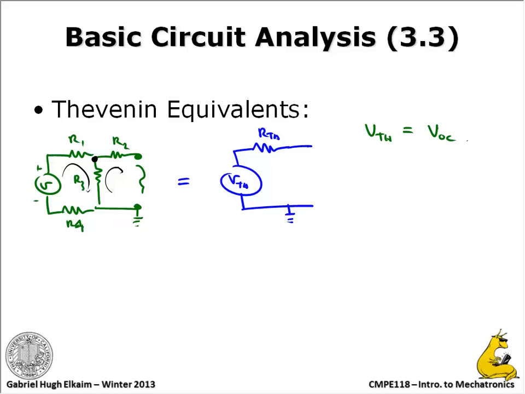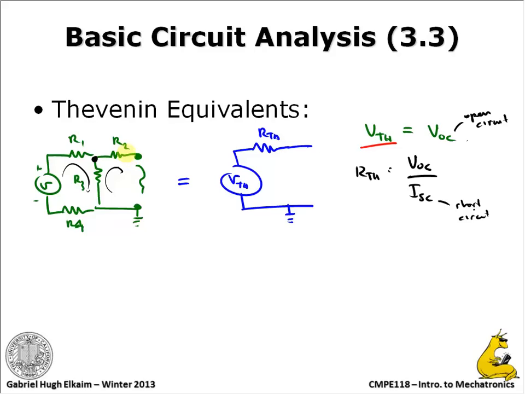RThevenin, however, is a little more complicated. There are two ways of doing RThevenin. The first one you can do is say RThevenin is equal to V open circuit over I short circuit. That's open circuit, and here is short circuit. So I get my Thevenin equivalent voltage by opening the circuit up and measuring and calculating what the voltage is across those two points.